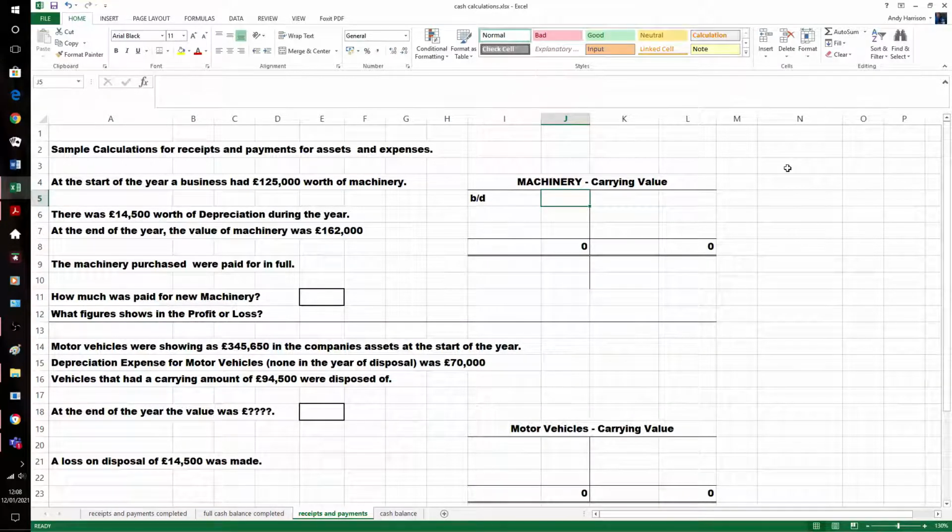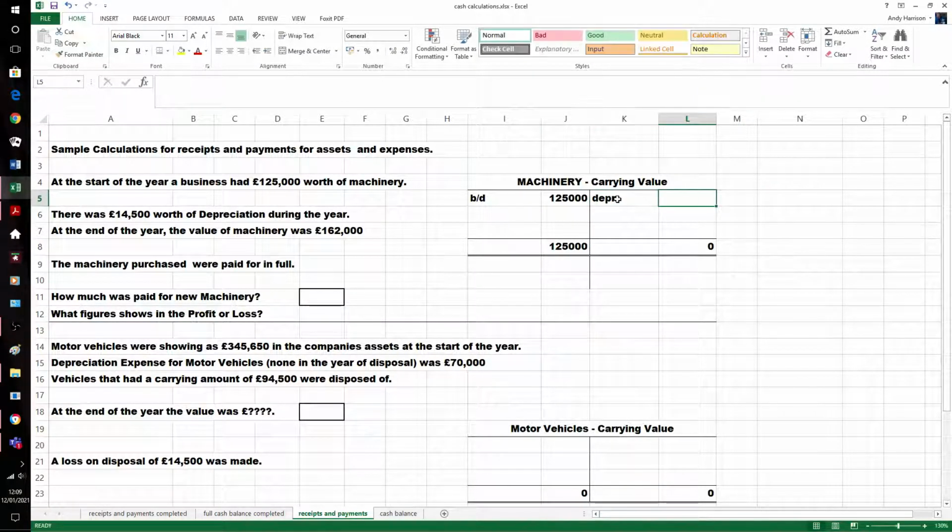So let's have a look then. What have we got? A bit like the incomplete records question. So at the start of the year, 125,000. Sometimes you just have to put the numbers in and see what happens. Get the right number of zeros. Notice this is a carrying value account, so it's not a real account. It's not the cost and accumulated depreciation. It's effectively the two combined.